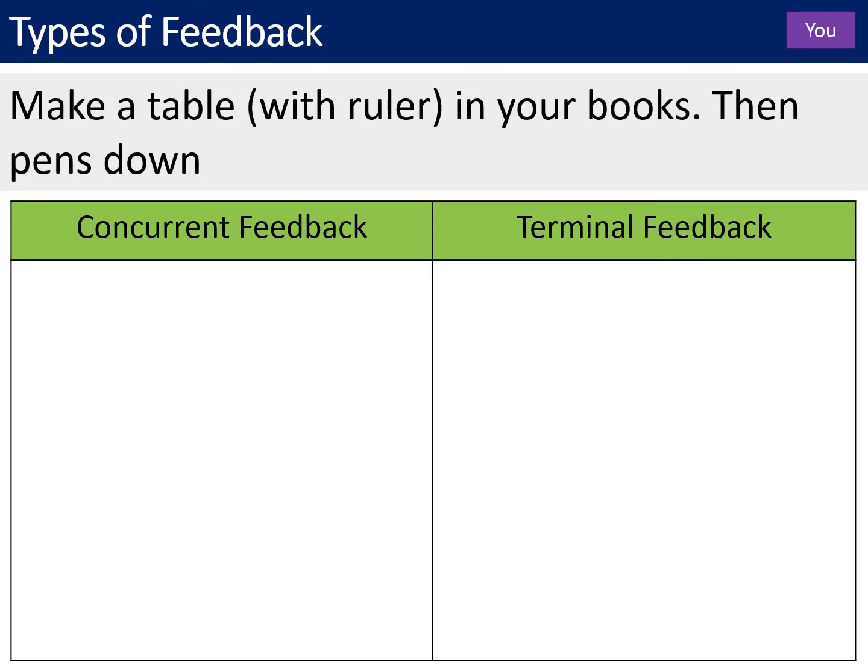Right, it might be useful now at this stage to, again, just with your ruler, in your books, make a table with these 2 columns. Concurrent feedback we're going to look at, and terminal feedback. So give yourself a couple of minutes to draw out this table so you can then just write in your notes as we move through the next few slides.